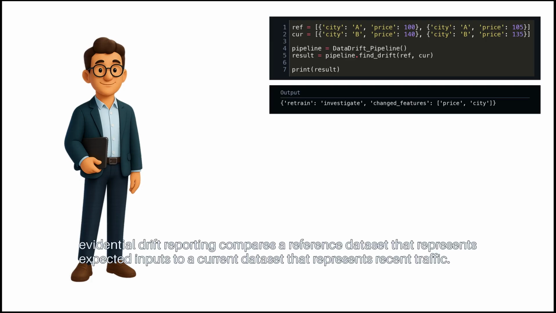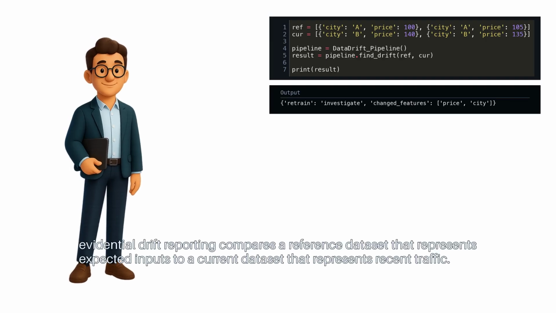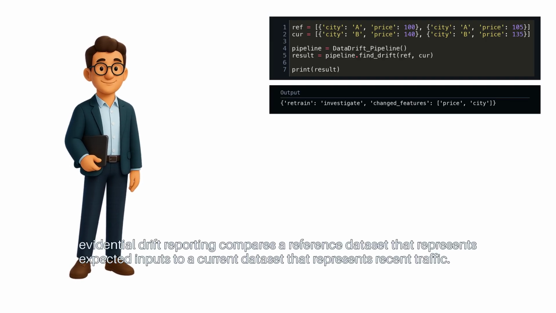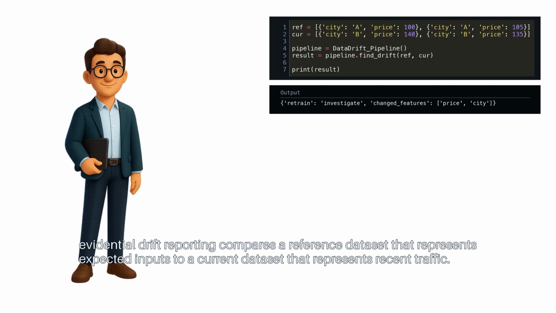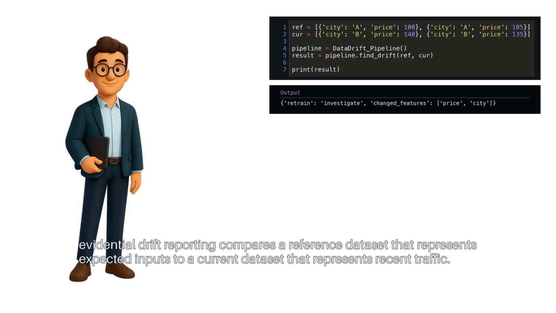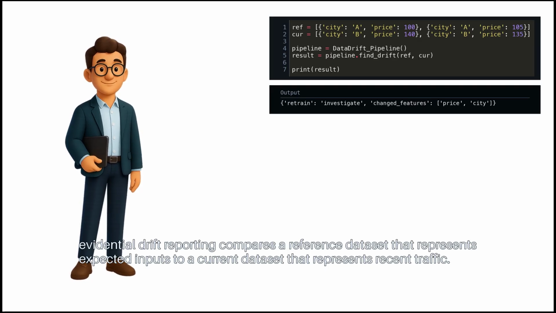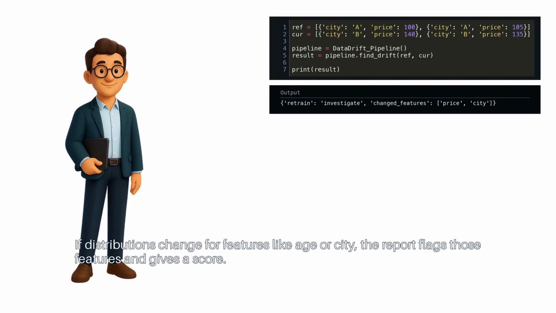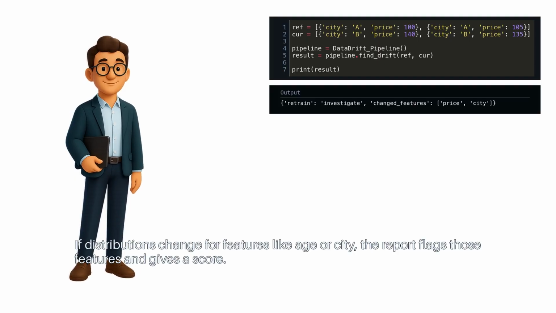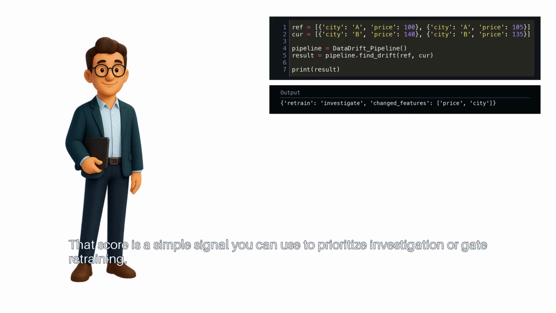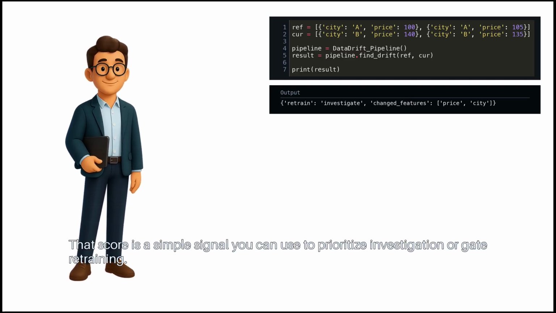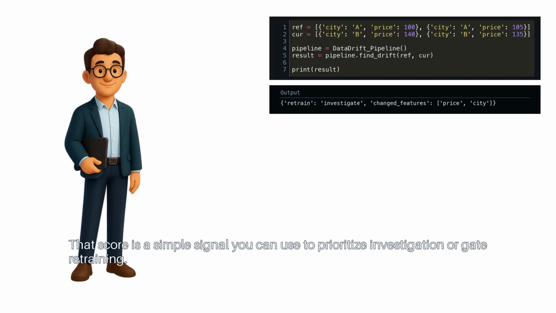At its core, Evidently drift reporting compares a reference dataset that represents expected inputs to a current dataset that represents recent traffic. If distributions change for features like age or city, the report flags those features and gives a score. That score is a simple signal you can use to prioritize investigation or gate retraining.